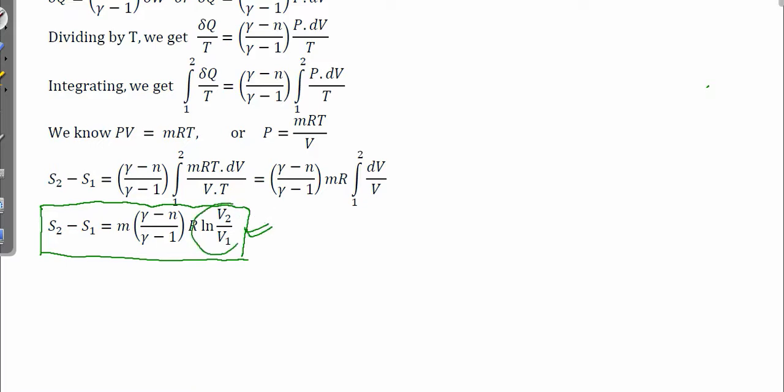This ln V2 upon V1 is a positive quantity because V2 is higher than V1, and ln of a number greater than 1 is always positive. R is always positive, m is always positive. So whether S2 minus S1 is positive or negative will depend on this quantity, gamma minus n divided by gamma minus 1. So now let's go back to the question and see the data given.